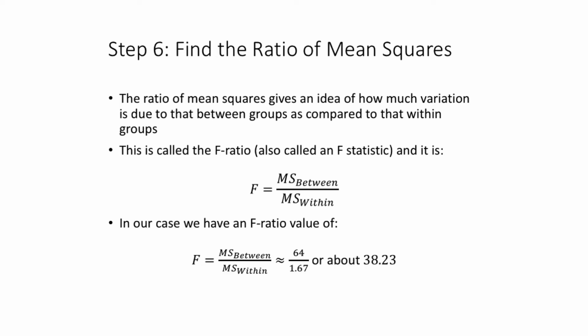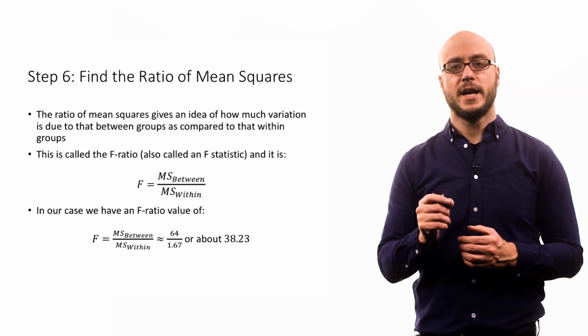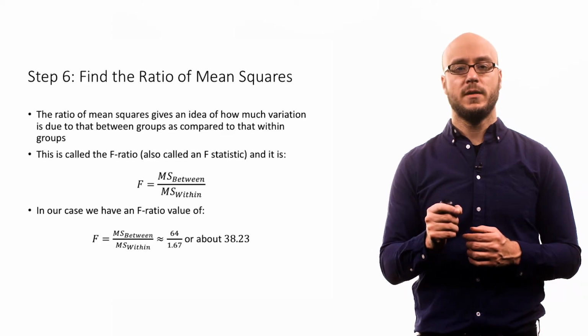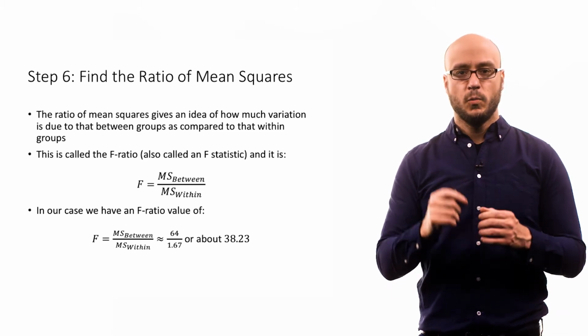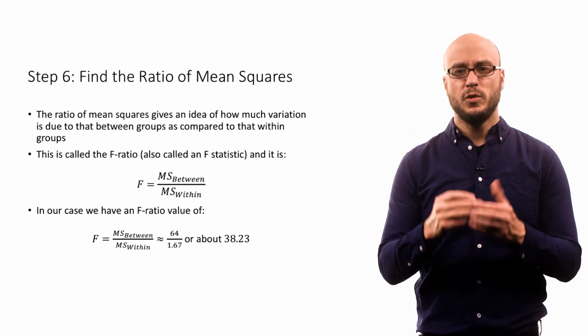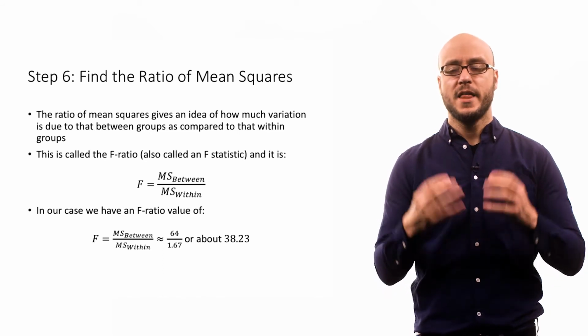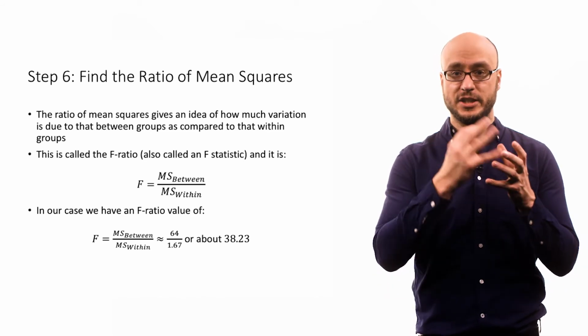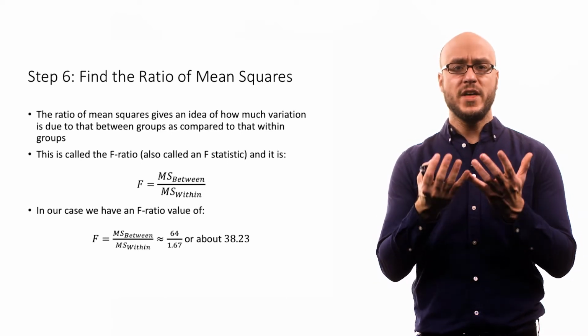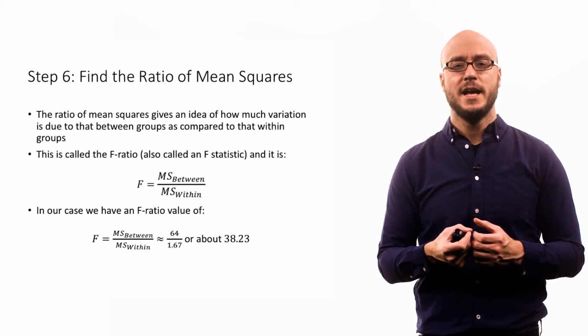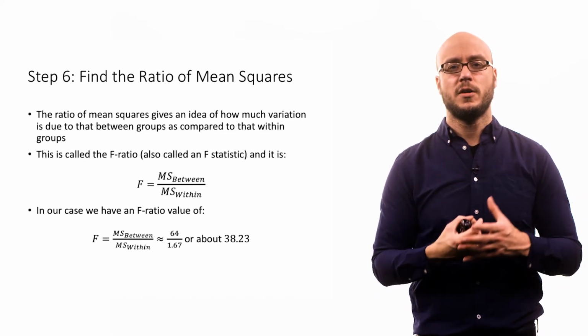In our case, we have an F ratio of 64 divided by 1.67, or about 38.23. Now I want you to think for a second what it means to have more variability, a higher mean square between compared to a mean square within. When you have a high mean square between, when the groups are really different from each other, that suggests your data really cluster into distinct groups. In contrast, if the mean square within is much larger than the mean square between, that suggests that these groups really aren't all that different.